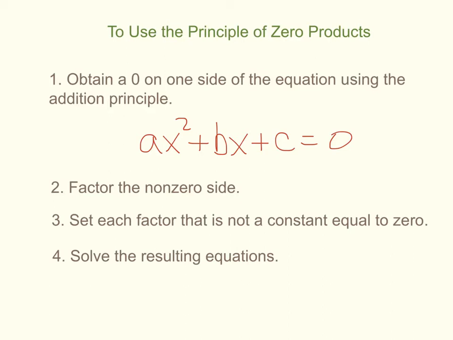Once you have all your non-constant factors set equal to 0, you're going to have these really small, simple equations. They're going to be one or two or maybe even no steps to get solved from there. Make sure that you have set it equal to 0 first. That's very, very important, because the principle of zero products does not work with any other number besides 0.